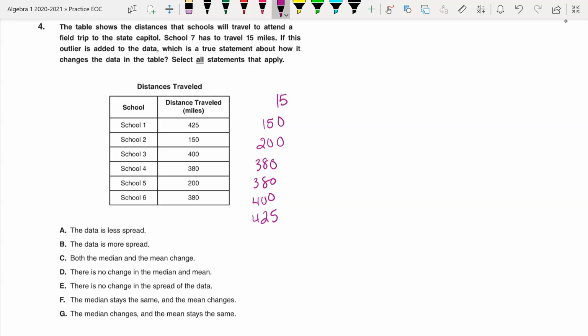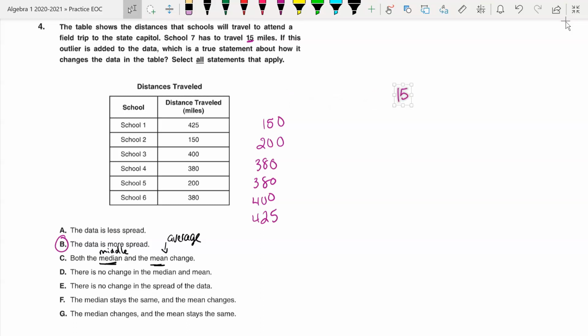So A says the data is less spread. Well, if I add 15 in there, that's going to spread it out even more, so it has to be B. It's going to spread it out even more. And it says both the median and the mean change. Well, we know the average, which is mean, is going to change. The median, though, is the middle number. So let's see if that's changed. Because if I throw in 15, you know the average is going to change.